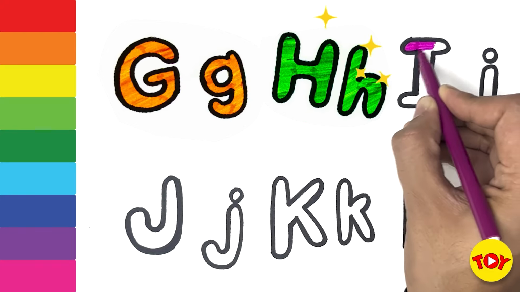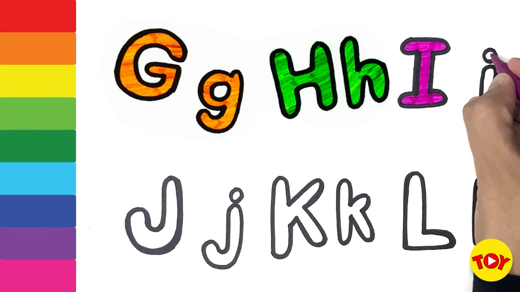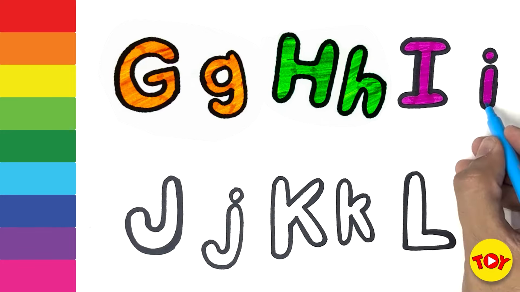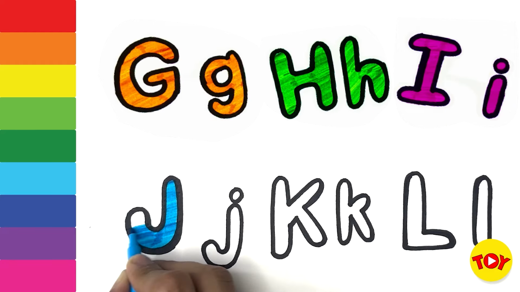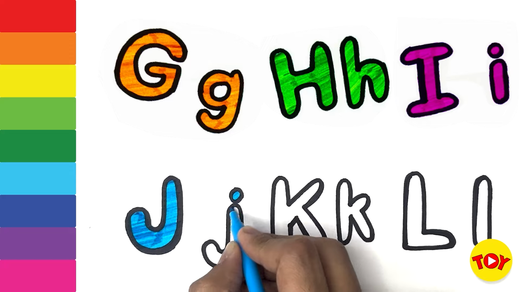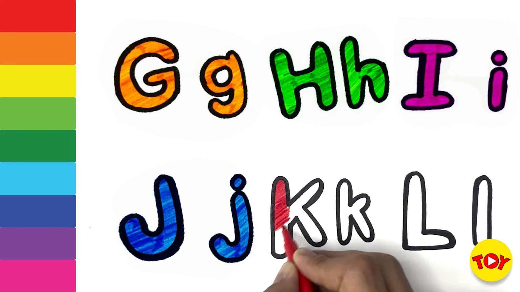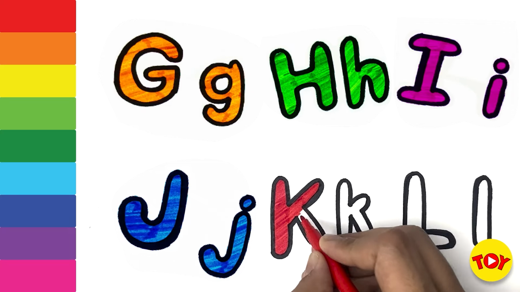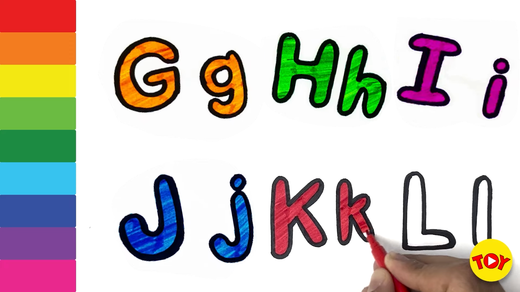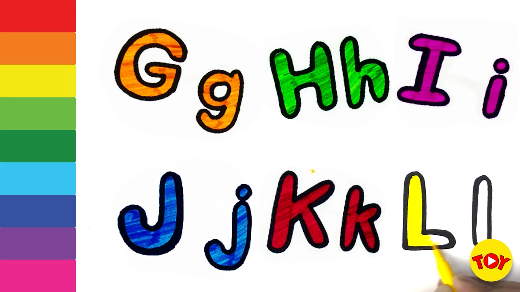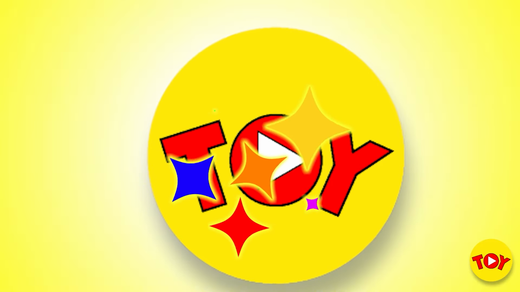Purple color and the letter I. I for ice cream. Light blue color and the letter J. J for jar. A, B, C, D. Red color and the letter K. H, I, J, K. K for kite. Q, R, S, T, U, V. Yellow color and the letter L. L for lamp. ABCs. Next time, won't you sing with me?